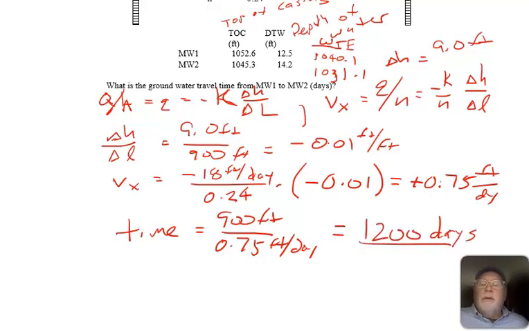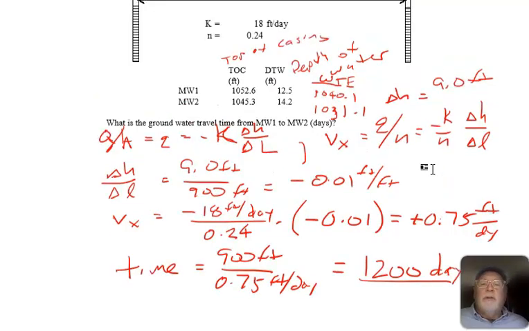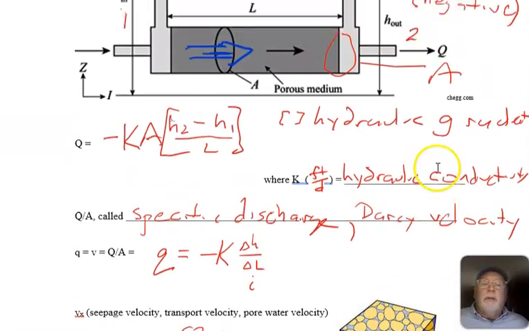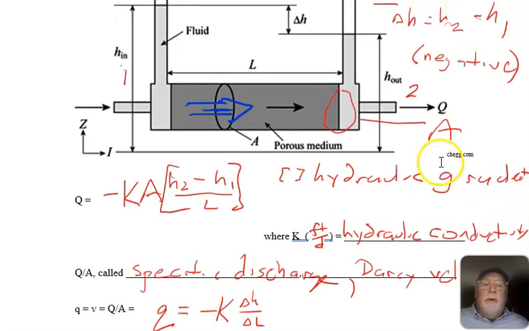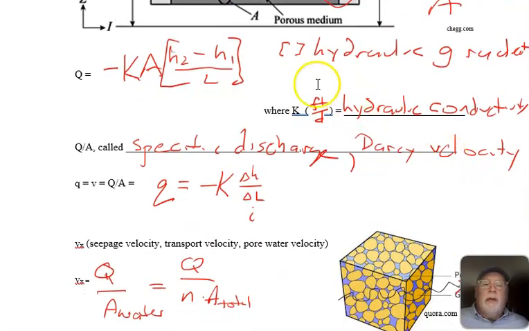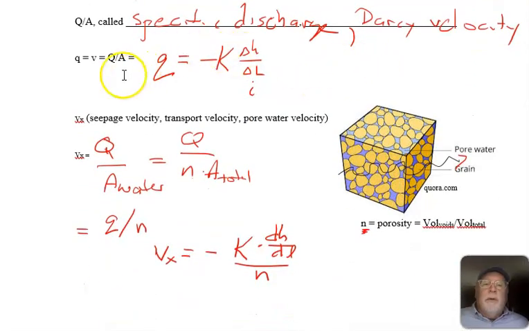For groundwater, groundwater is slow in general, but it varies a whole lot, and you see these hydraulic conductivities vary a whole lot. All right, so that's an introduction to Darcy's law. This is the basic equation: Q equals K times A times the hydraulic gradient. The specific discharge, which I'll call little q, equals K times delta H over delta L.